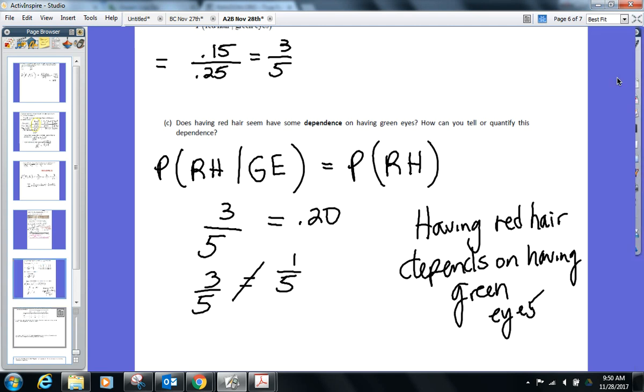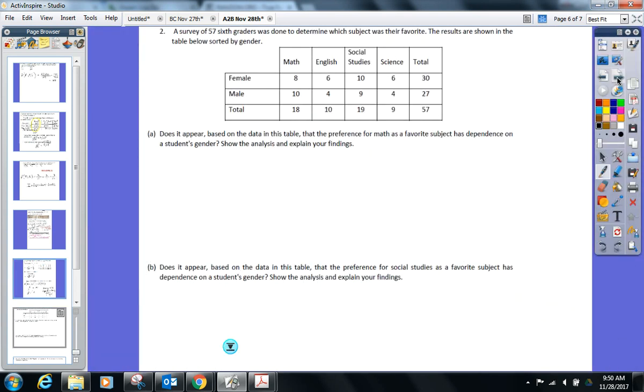All right, let's try a couple more out. This is what's good about today. It should go pretty quick now. We surveyed the old 6th grade, with results of their favorite subject depending on their gender. We did put a table in for you, so absorb that table here. Does it appear that the preference for math as a favorite subject depends on the gender? So does math being your favorite subject depend on the student's gender?